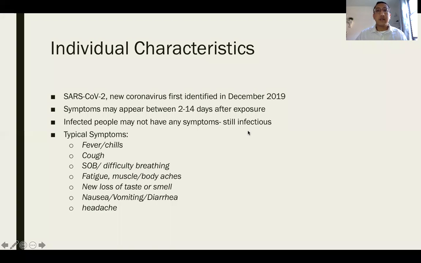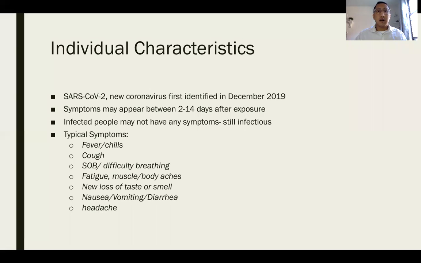So for individual characteristics, the COVID-19 SARS virus was a new coronavirus that was first identified in December 2019. Symptoms may appear between 2 to 14 days after exposure. Another characteristic is that individuals who have been infected may not necessarily have symptoms. It is important to realize that those individuals are still infectious, even if they don't have any symptoms, and can spread it to other people.